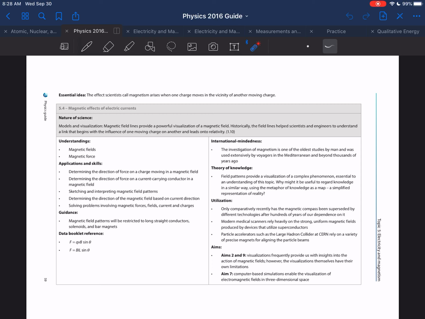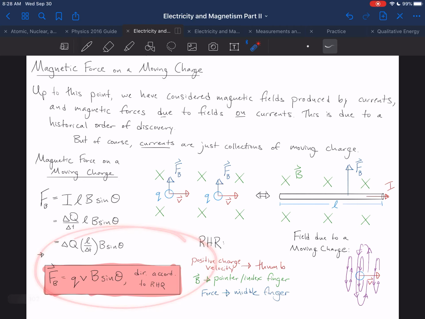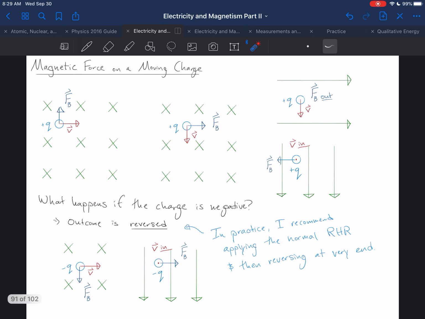Hello everyone! In this video, we will continue to examine topic 5.4, the magnetic effects of electric currents, and in particular, we will continue to examine the magnetic force on a moving charge. So, in the last video, we introduced another, more fundamental form of our magnetic force law, that relates the magnetic force on a moving charge to the magnitude of that charge, the velocity of that charge, and the strength of the field in the direction perpendicular to the motion of the charge.